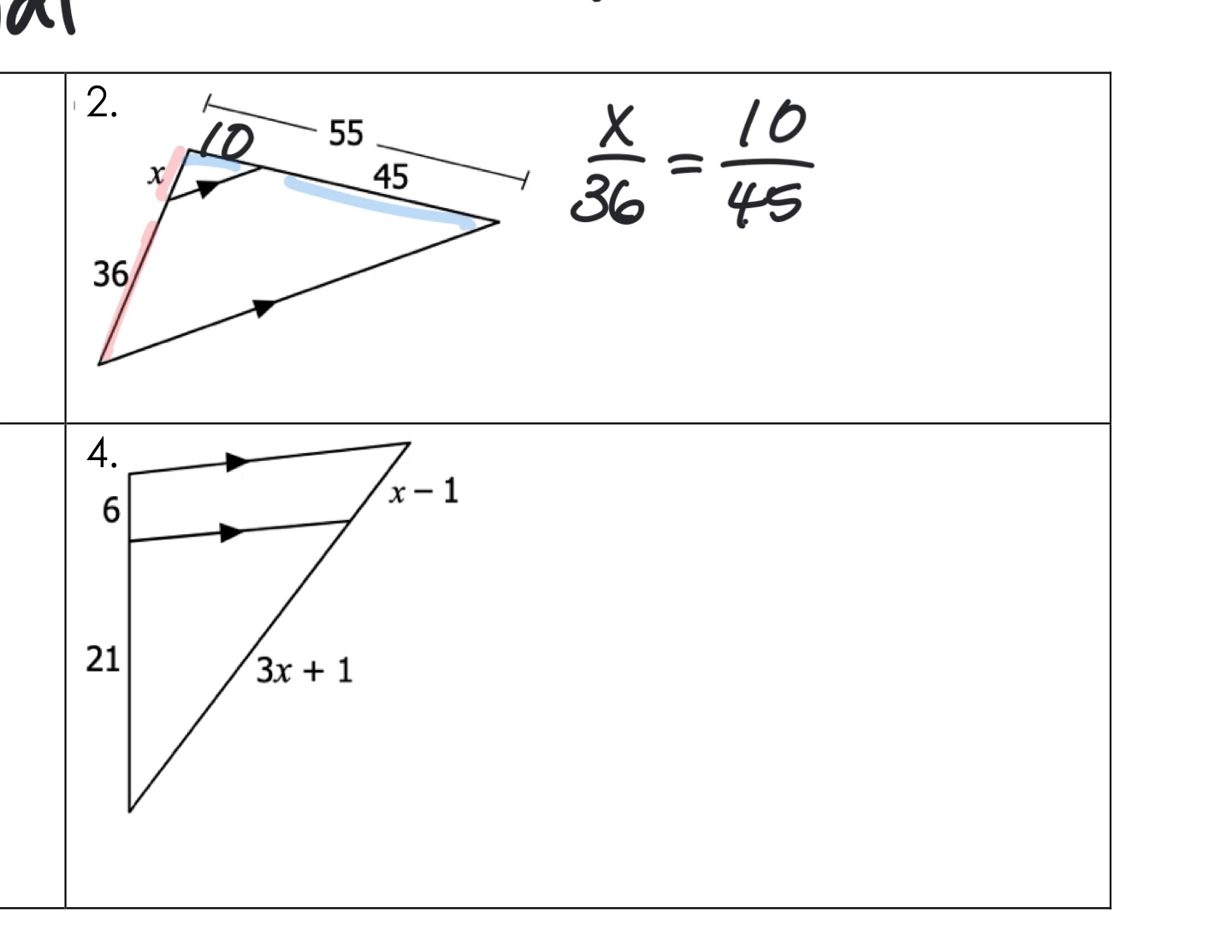Okay, again, do some quick math for me. You're multiplying diagonally, cross multiply. 45x is equal to 360. 8.